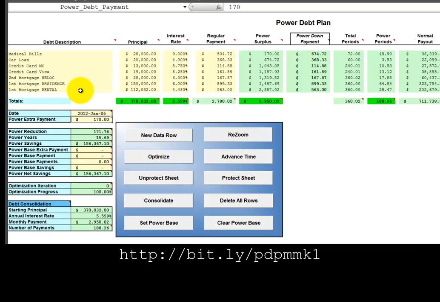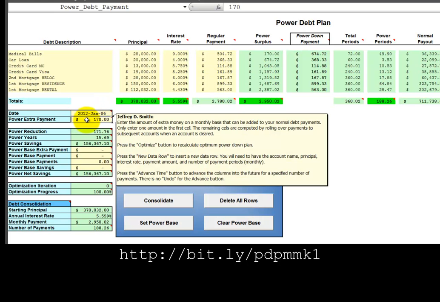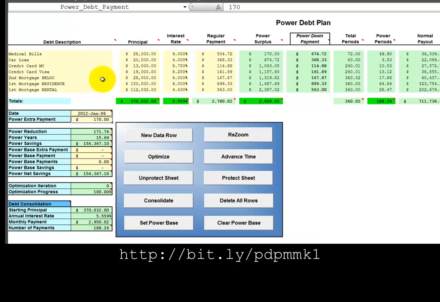Now, the first mortgage on the rental property, $563, that money is also not coming out of your pocket. The tenant is paying that, in addition to the $338 of net positive cash flow from the property, which we've distributed as $168 for your HELOC on your residence and another $170 as the Power Extra payment for the software to distribute over the other debt accounts to determine the optimal paydown path.